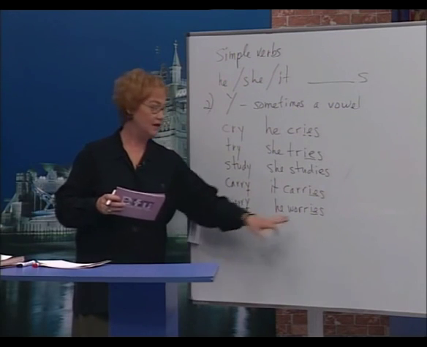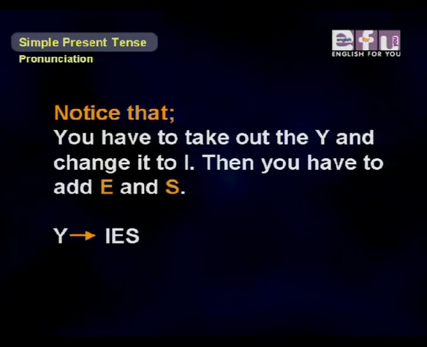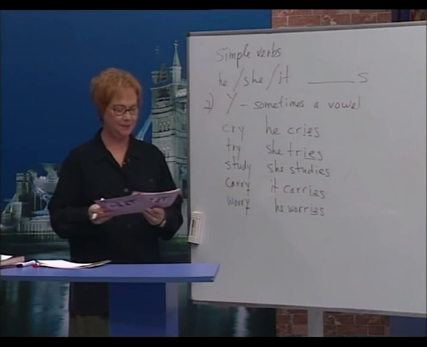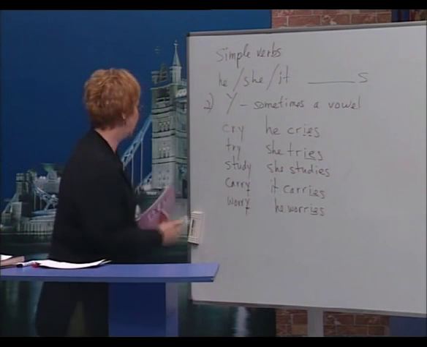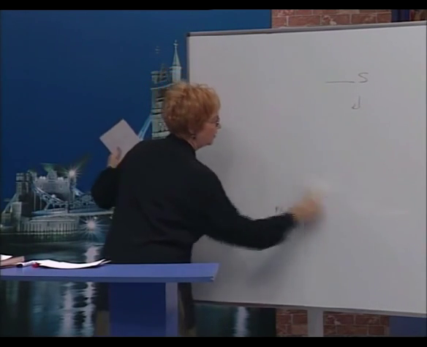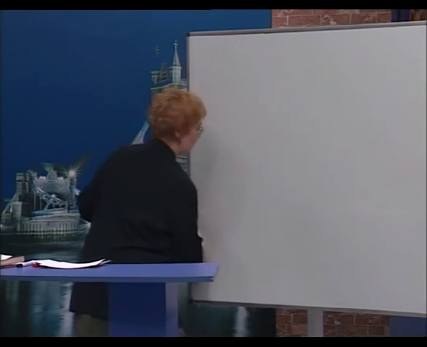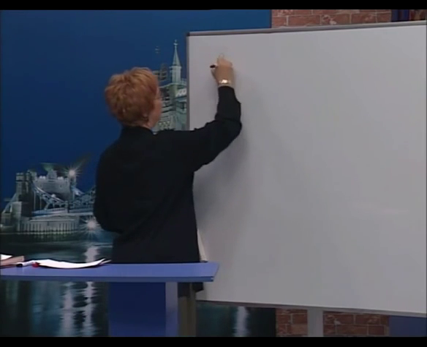Take out the Y, put in IE. So notice that. You have to take out the Y and change it to I. Then you have to add E and S. Y becomes IES. Okay? Now, we're going to practice. So, students, assistants, here we go. One sentence at a time, and you're going to make the correct verb. So, it's a story. It's a lovely story.